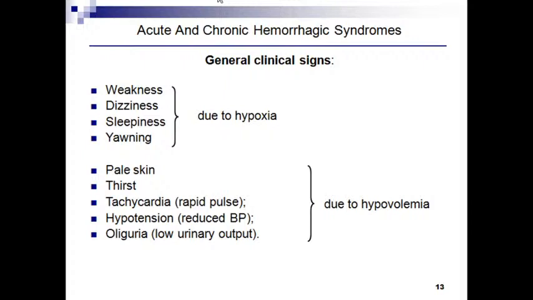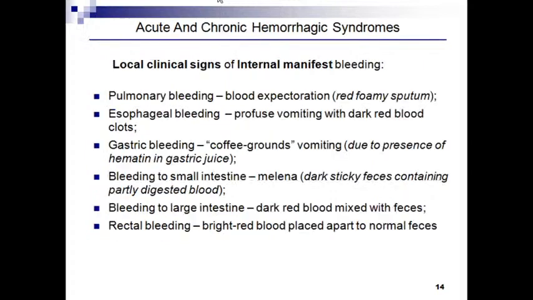First, the patient tries to drink water or solutions to compensate for blood loss. Tachycardia is a rapid pulse. Hypotension is a reduced BP. Both are reactions of the cardiovascular system to hypovolemia. And oliguria is a low urinary output, a reaction of the renal, excretory system to loss of blood circulation.